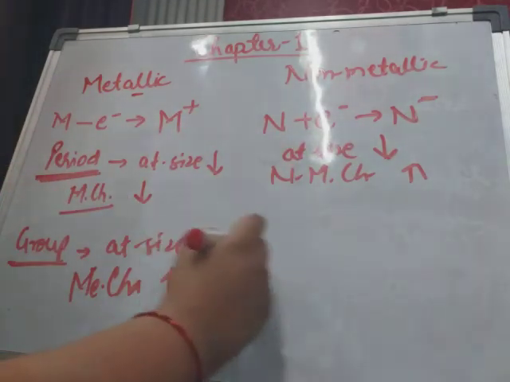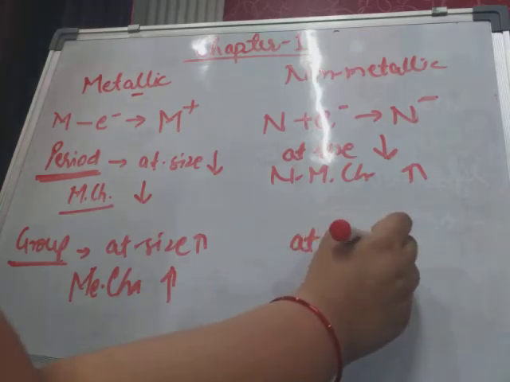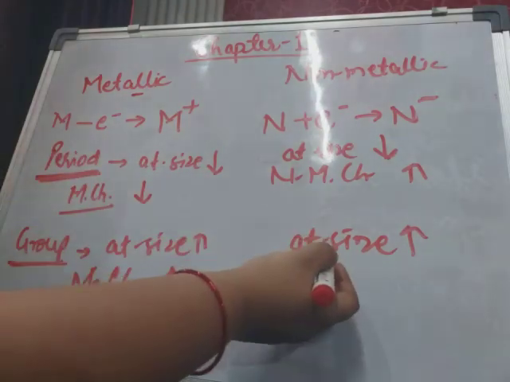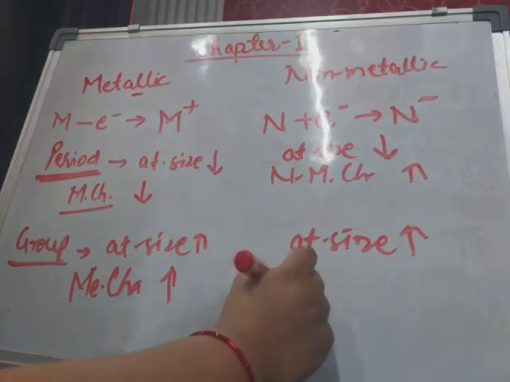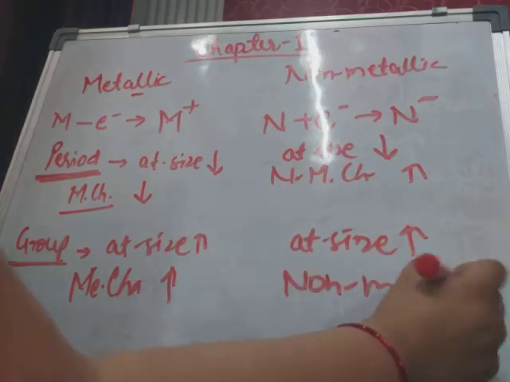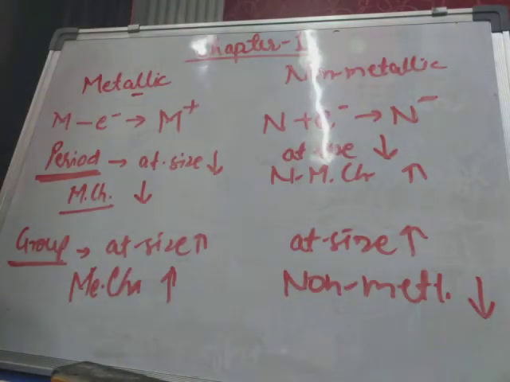In a group, what happens to the atomic size? Yes, atomic size increases, and if atomic size is increasing, it means addition of electron will be difficult. It means non-metallic character decreases down the group.